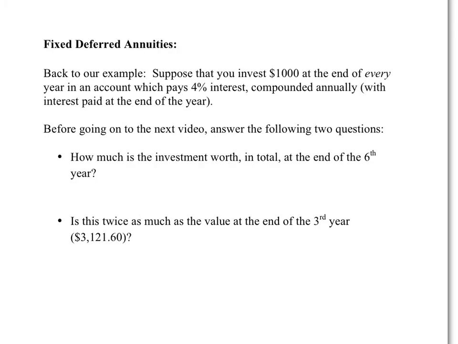Now let's focus on fixed deferred annuities, and let's go back to our example of investing $1,000 at the end of every year, year after year, in an account which pays 4% interest compounded annually. So we're not getting involved yet with more frequent compounding. We're just thinking about annual compounding, and again, the interest is paid only at the end of each year.